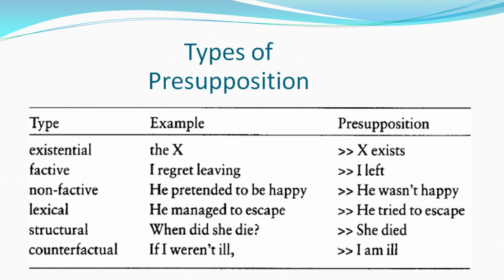The one before the last, structural: when did she die? It's a question that presupposes that she died. So when I ask, when did she die? That means for sure that she died. And that happens in the mind of the speaker. Counterfactual: if I weren't Arab, that means that I'm Arab.